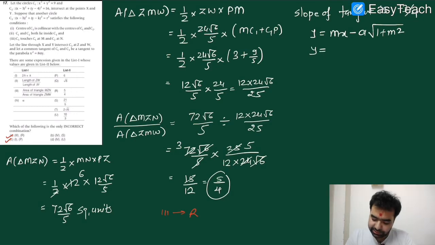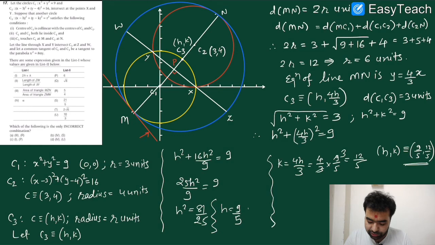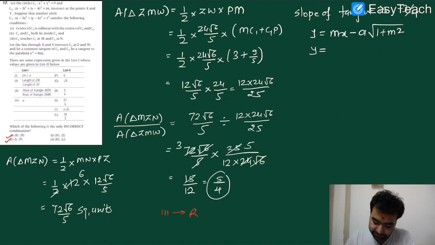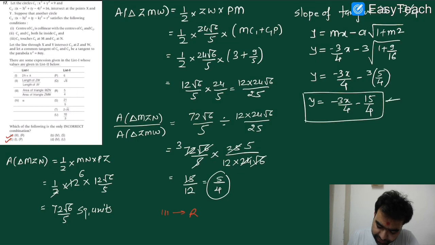Definitely minus, because that tangent is in the third quadrant. If the tangent is on the first quadrant side, then I'll consider the plus sign. So this is y is equal to minus 3 by 4x minus 3 into under root of 1 plus 9 by 16. So y is equal to minus 3x by 4 minus 3 into 5 by 4. So that is y is equal to minus 3x by 4 minus 15 by 4. Okay, this is the equation of the tangent.